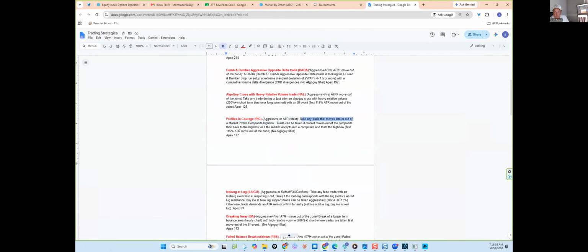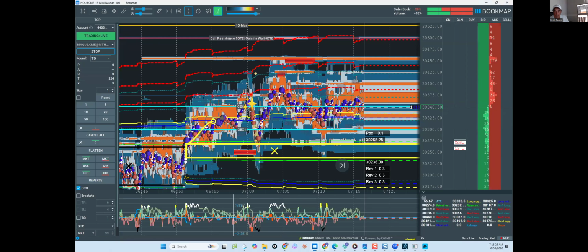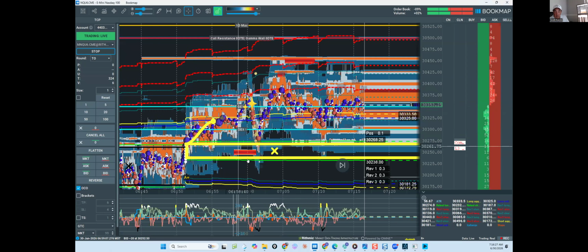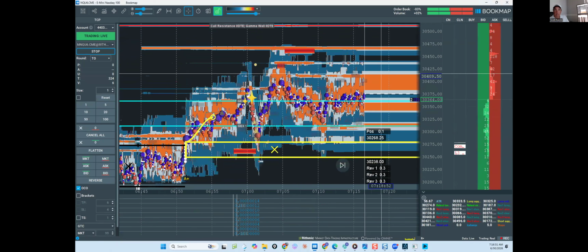Take any trade that moves into or out of a market profile composite, high or low, right? So that was a market profile composite low. I didn't take the trade because the real-time volume event didn't prove bearish. And that's all I'm doing all day long.